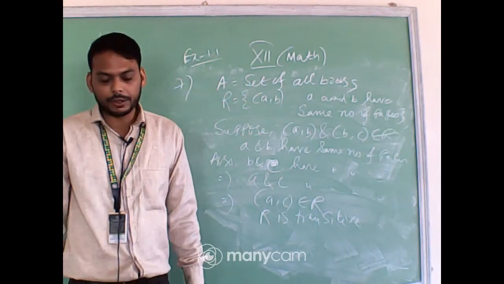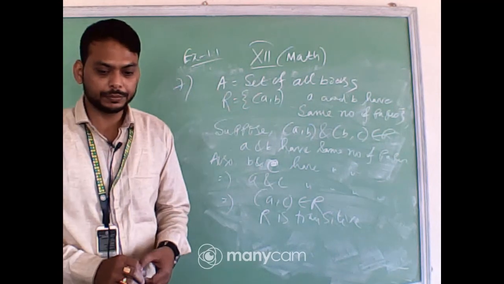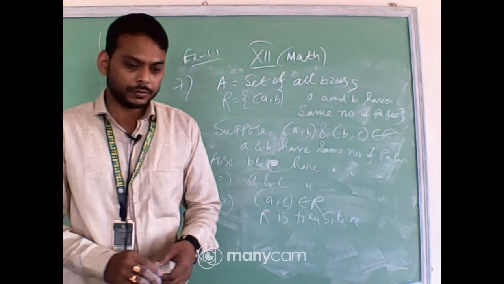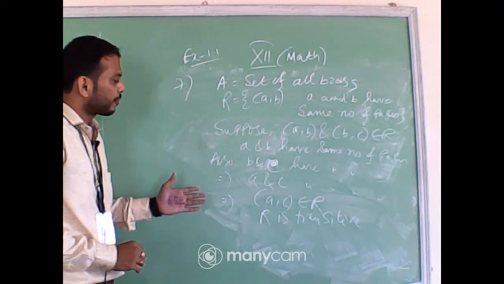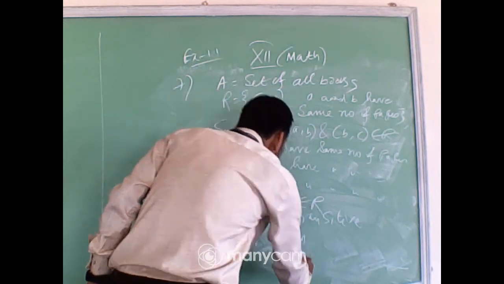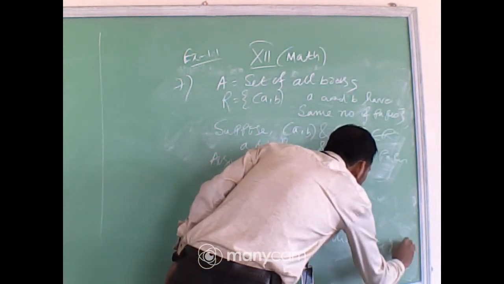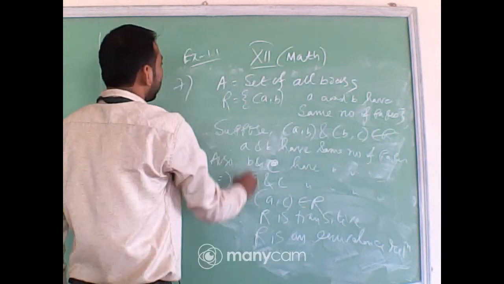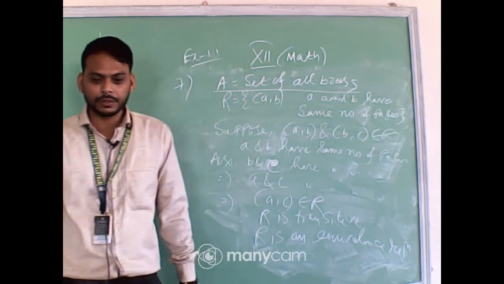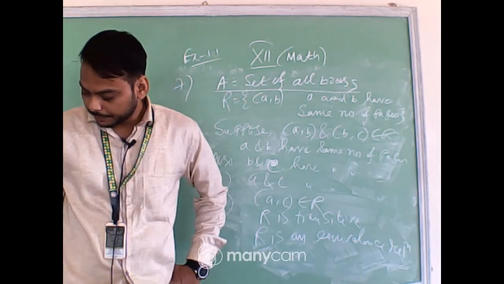So what can we conclude here? Tell me, students. R is reflexive, symmetric and transitive. So R is an equivalence relation on the set A, that is the set of all books of the library of the college. Is it all right? Anubhav, Vishal, respond to me. Is it all right?